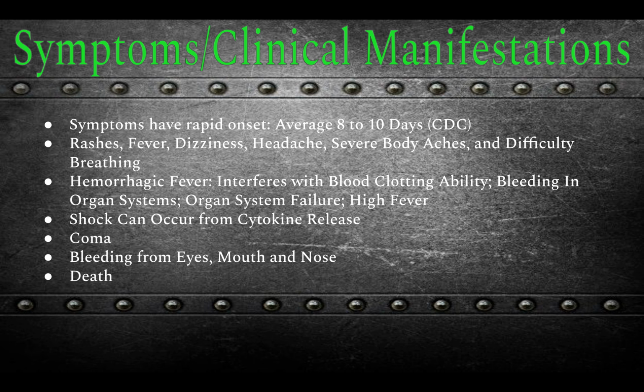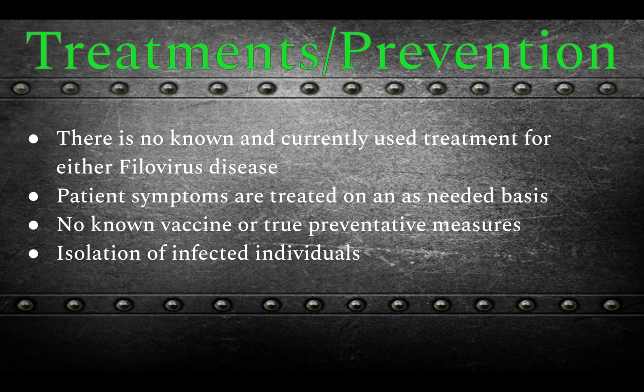A major symptom of both viral infections and leading cause of severity is hemorrhagic fever. Hemorrhagic fever interferes with the body's ability to clot blood and to stop bleeding. The HFs are the cause of internal bleeding in the organs, which leads to organ system failure. If severe enough and dependent on the strain of the virus, death can occur from these symptoms.